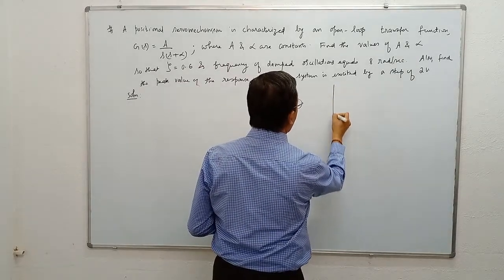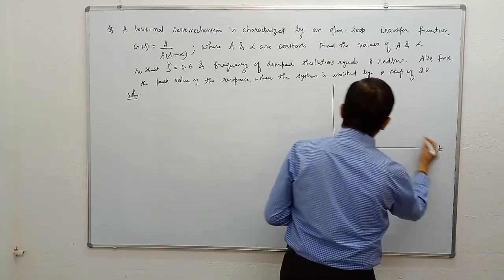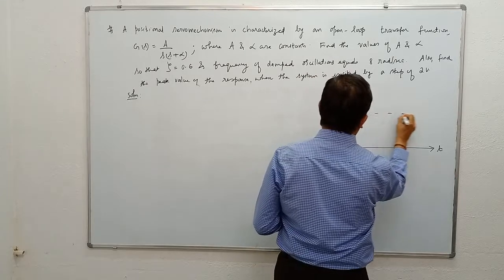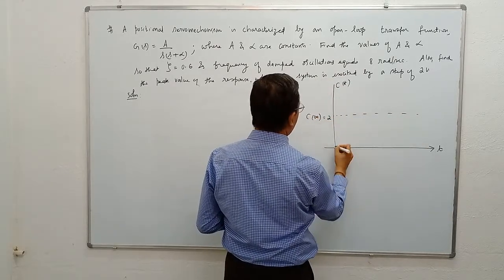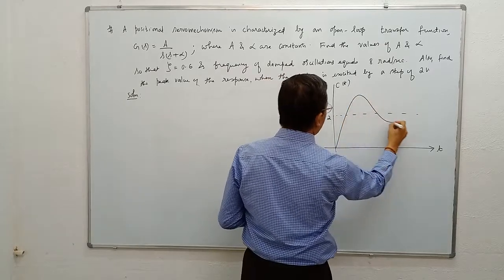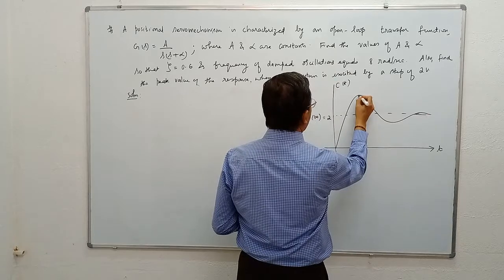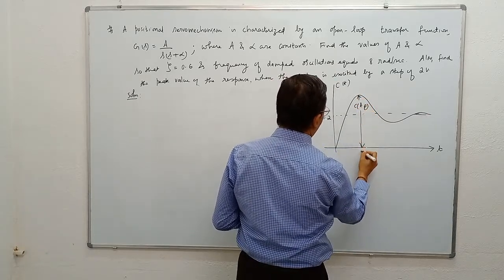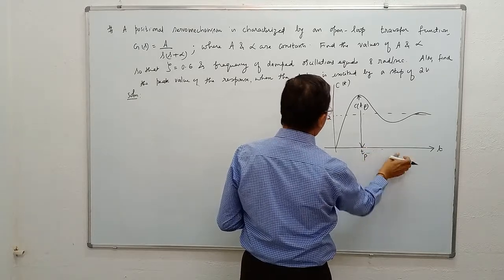Let me draw a step response. X axis is time, y axis is c of t. In the problem it is given steady state value c of infinity is equal to 2. This is the step response. This is the peak value of the response and this occurs at Tp.